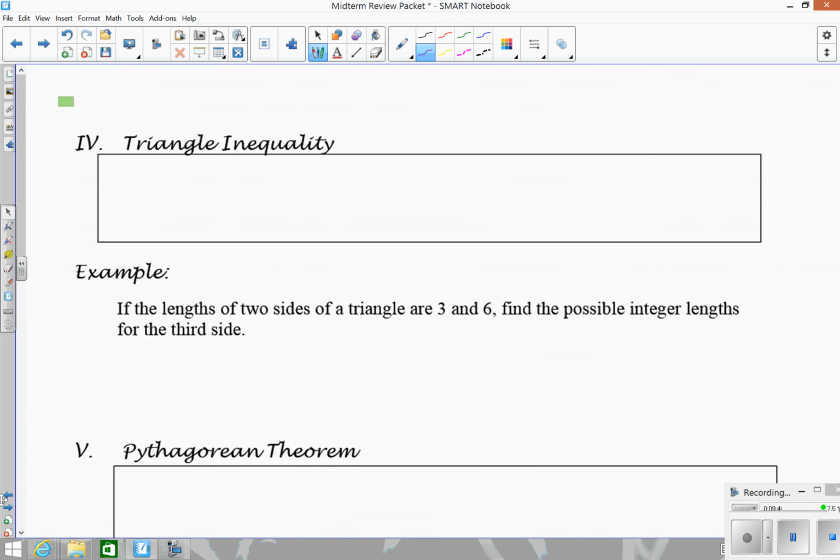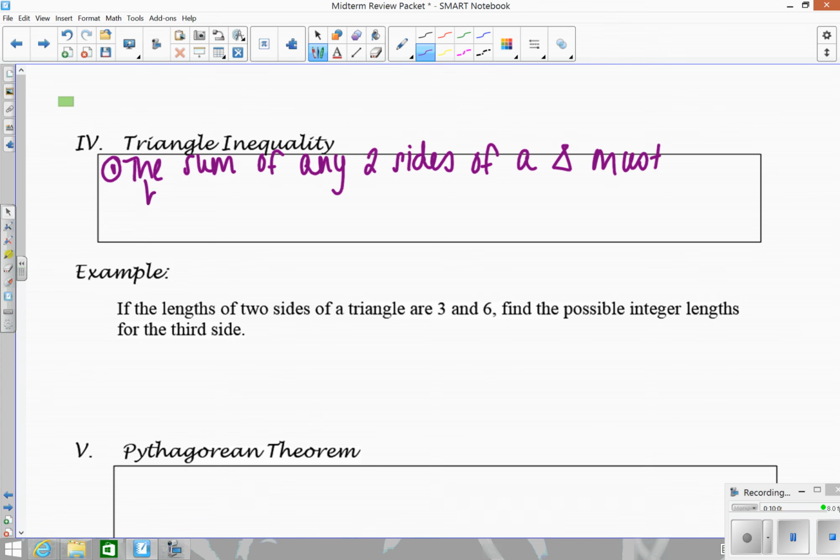Another theorem that we talked about was dealing with the sides. So we talked about the interior angles adding up to 180, the exterior angle theorem, and then we talked about the relationship of the sides of a triangle, the triangle inequality. There's two things here. The first thing that we have to know is the actual inequality, that the sum of any two sides of a triangle must be greater than the third side.